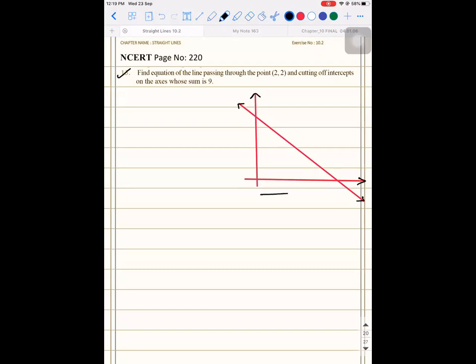In a way that the sum of the intercepts is 9. Means if I take this distance as A, what will this distance be? 9 minus A. Very good. It is 9 minus A. So this point will be 0, 9 minus A, and this point will be A, 0. So when you write it in the intercept form, what will be the equation?